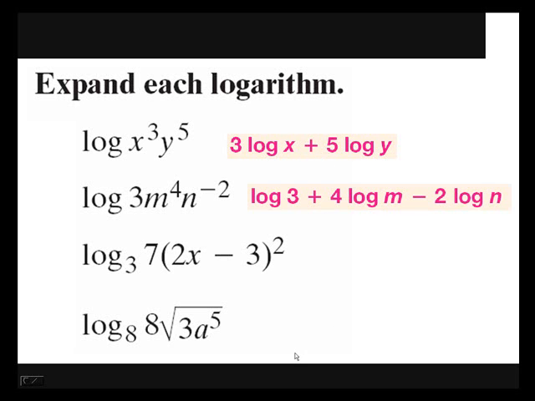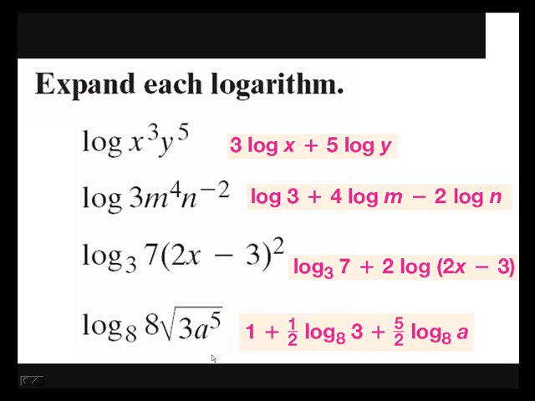Second one, log of 3 plus 4 log of m minus 2 log of n. Third one, there's a lot going on there. Log base 3 of 7, we see that times 2 log, that should be base 3. The 3's not here. That should be there. Of 2x minus 3. That got left out of the slide.